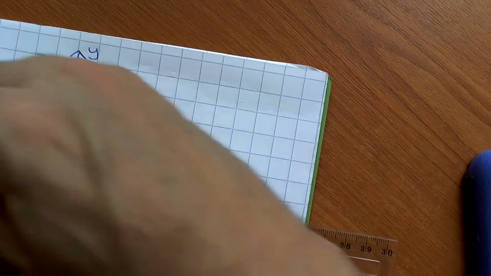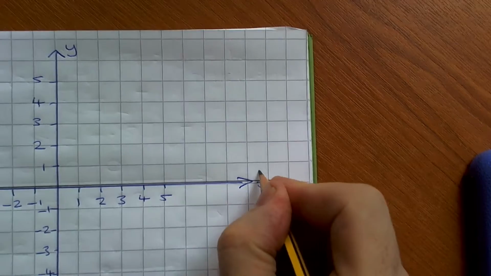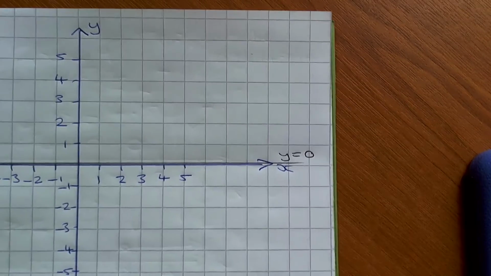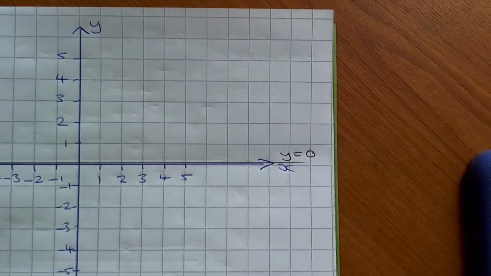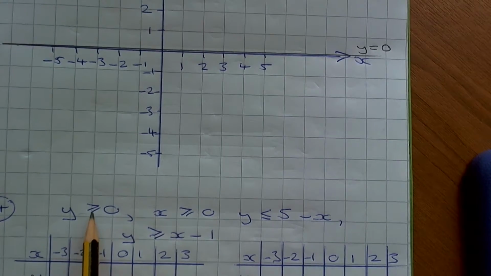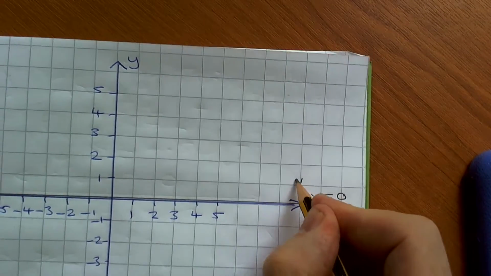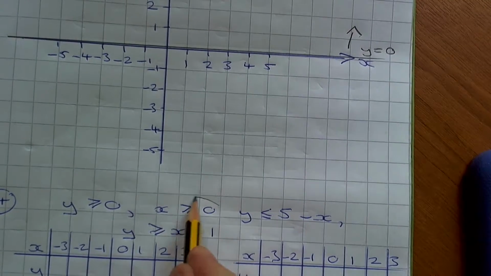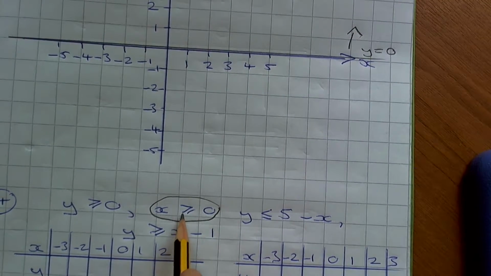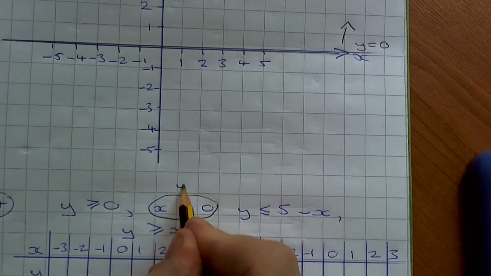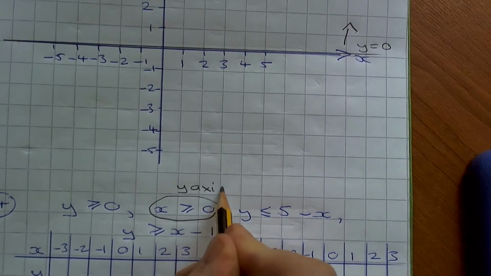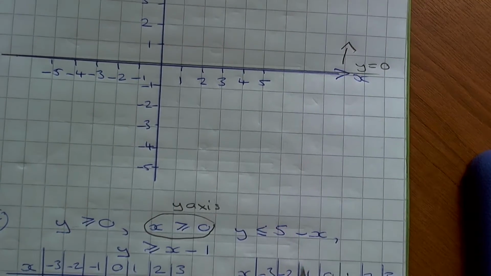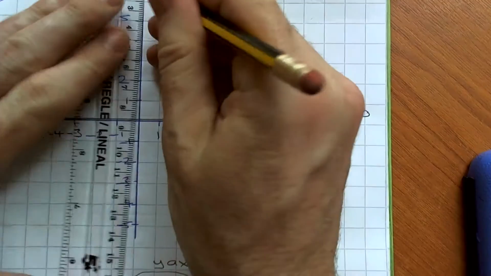So I'm just going to label this here. So this is the x-axis and that's the line y equals 0. Now we want it to be greater than or equal to 0, so we want to be above that line. The next one, x is greater than or equal to 0. Well, that's going to be the y-axis, so we want to be to the right-hand side of the y-axis.